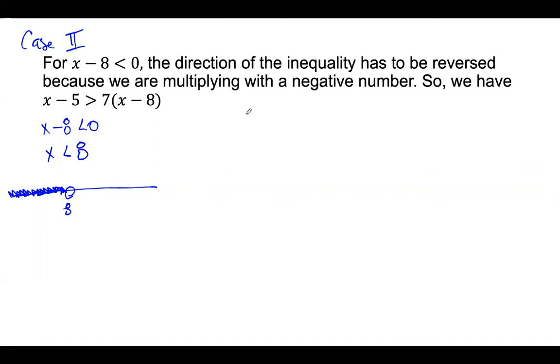Now we want to solve this inequality. So we notice that it changed before this. The original question was x minus 5 over x minus 8 less than 7. And when we multiply by x minus 8, which is negative, the inequality will change. So we're going to get x minus 5 greater than 7 times (x minus 8). Now, of course, use the distribution property.